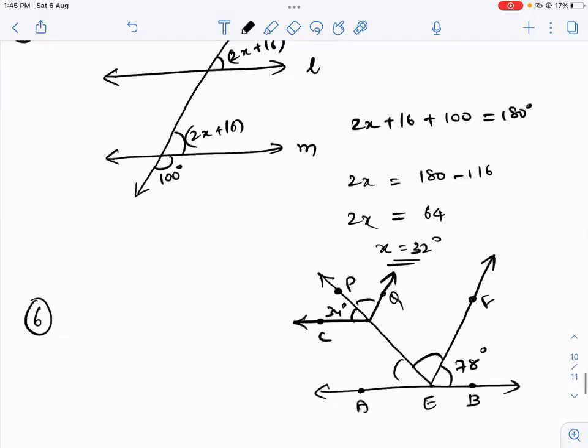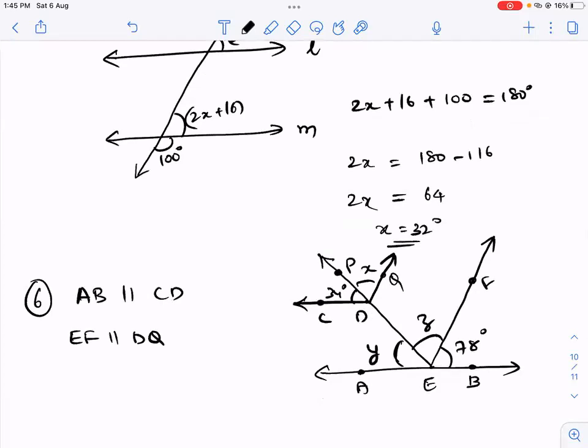this angle, I think they're asking it. Okay, what are they asking us to find? PDQ, let me call this X. AED, I'll call it Y. DEF, I'll call it Z. And they told AB is parallel to CD and EF is parallel to DP. Okay. So using that logic, solve it.